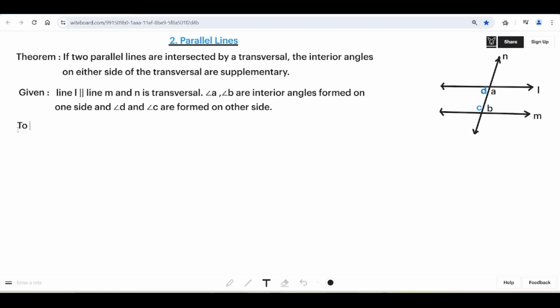Okay, now we have to prove that the sum of the interior angles is 180 degrees. That is, angle A plus angle B is equal to 180 degrees, and angle D plus angle C is equal to 180 degrees.